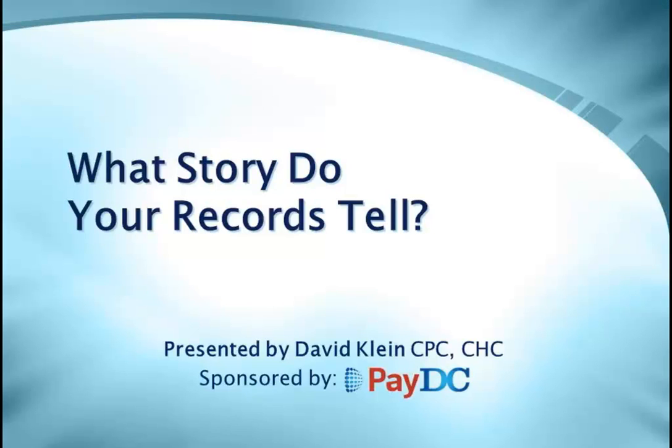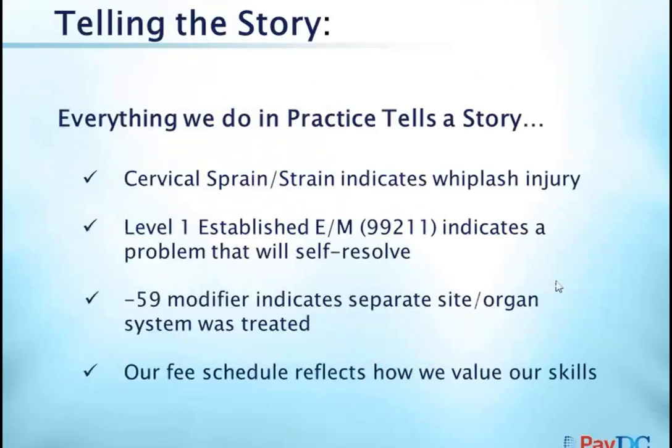It's really important to understand that it's not just our documentation that tells the story. It's everything we do in practice. For example, a cervical sprain strain. If you submit a claim to a carrier indicating that the patient has a cervical sprain strain, to that carrier it indicates a whiplash injury, and they're going to automatically think that the patient was in some sort of automobile accident. Oftentimes they'll actually send the patient a questionnaire. So we want to understand that our diagnosis codes tell a story.